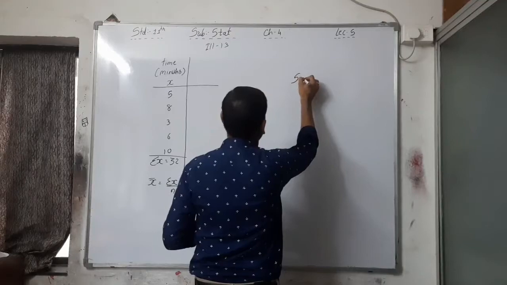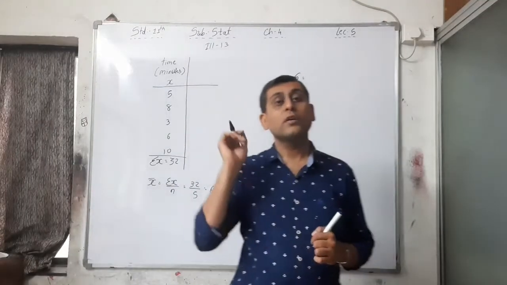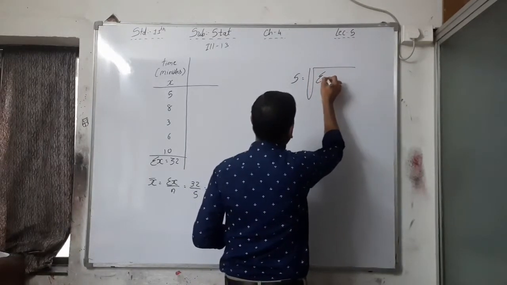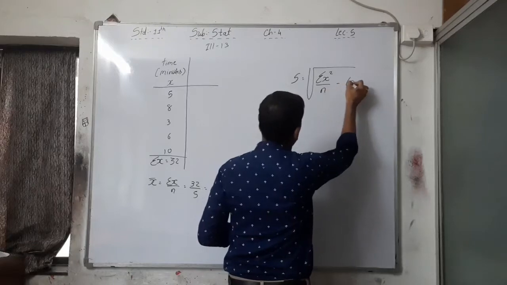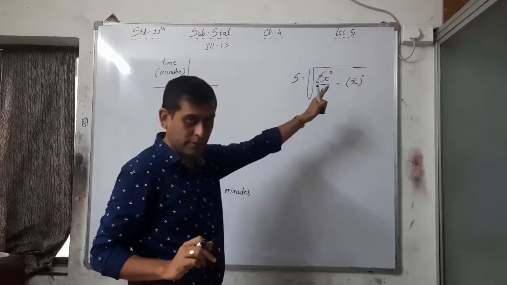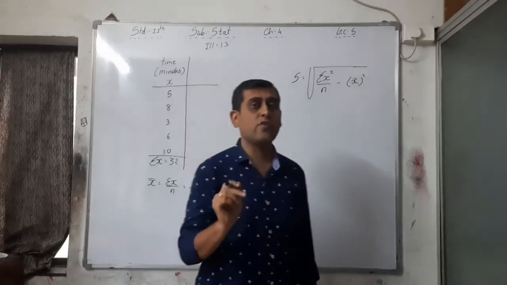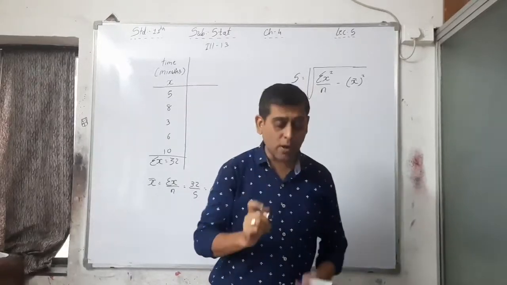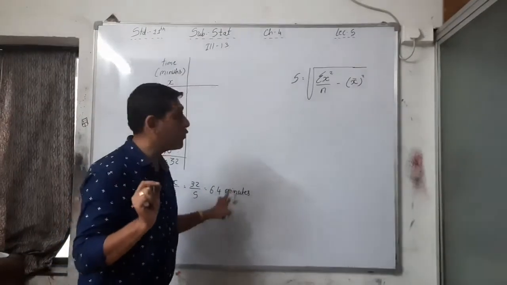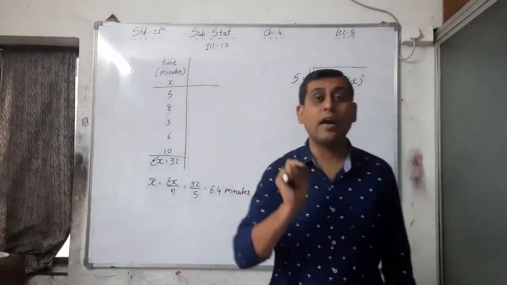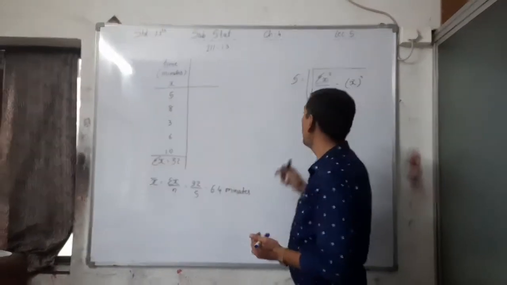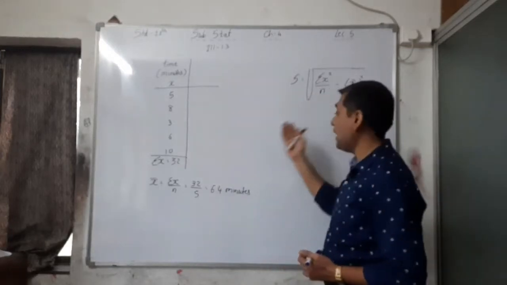The standard deviation is equal to the square root of sigma x square upon n minus x bar whole square. Here we could also find the variance, but now we want the standard deviation, that's why I am writing the direct formula of standard deviation. We have to take this formula whenever x bar is a fraction. Whenever x bar is an integer, we take the first one.